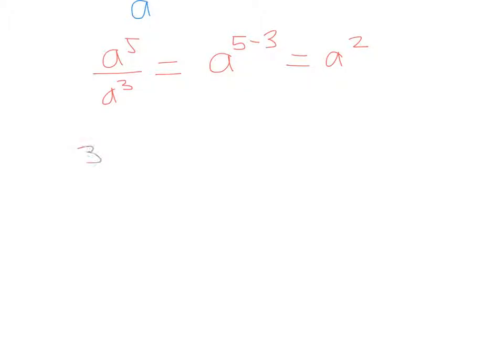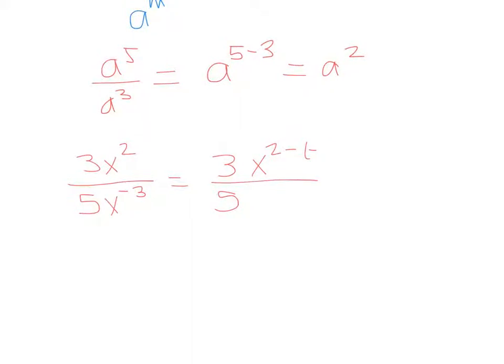All right, let's look at this one. 3x squared over 5x to the negative 3. So the 3 and the 5, we're not going to do anything with those. Those don't have exponents on them, so there's nothing to simplify there. But the x, we can say 2 minus a negative 3. So we end up with, in the numerator, 3, and then 2 minus a negative 3, that's 2 plus 3. So we get 3x to the 5th over 5.